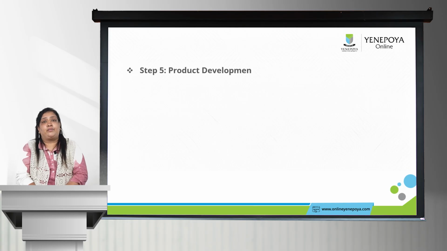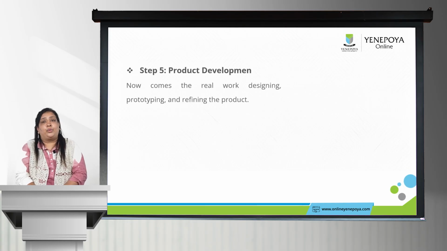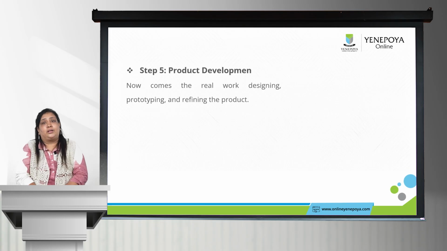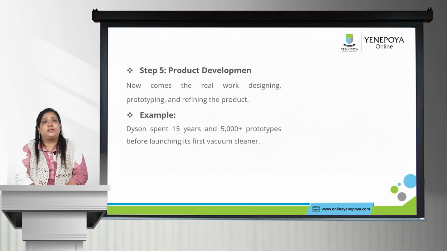Step five is product development. Now comes the real work, designing, prototyping, and refining the product. Example, Dyson spent 15 years and 5,000 plus prototypes before launching its first vacuum cleaner.